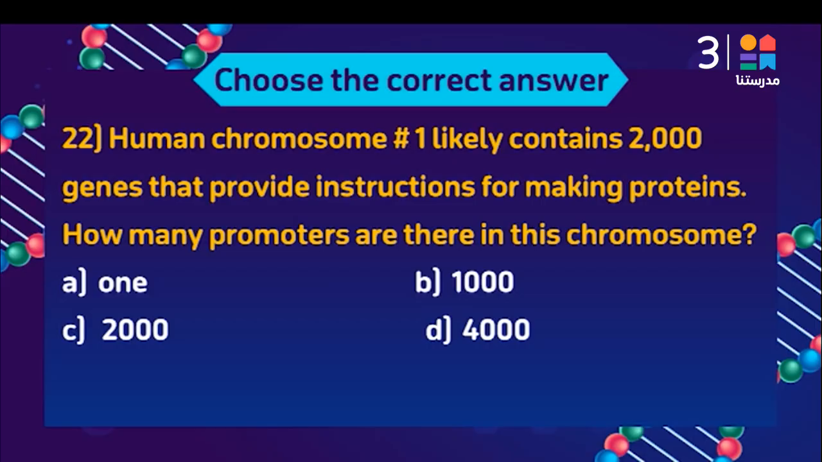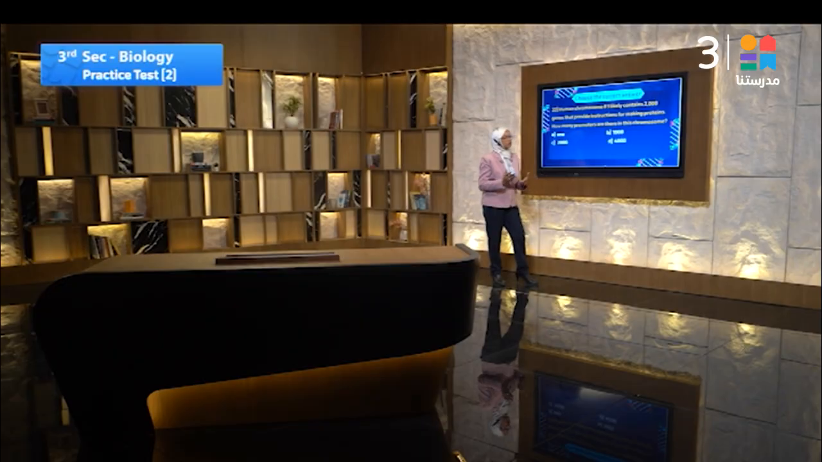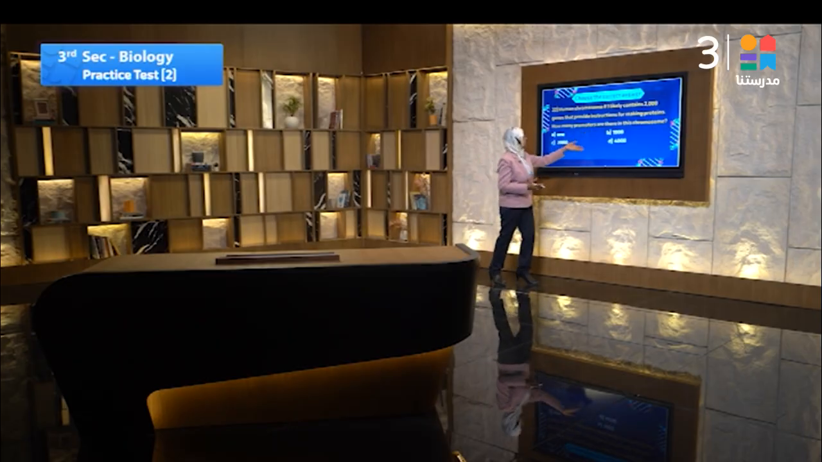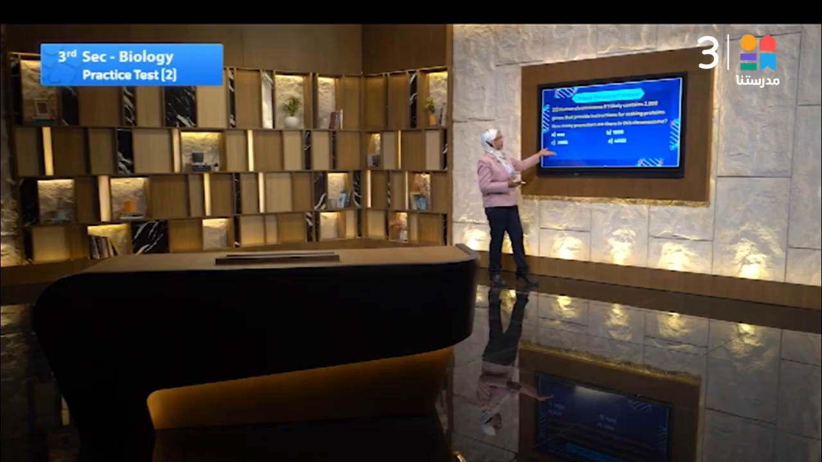How many promoters are there in this chromosome? Each gene is a protein. Each protein has one promoter. So 2000 genes with 2000 promoters.